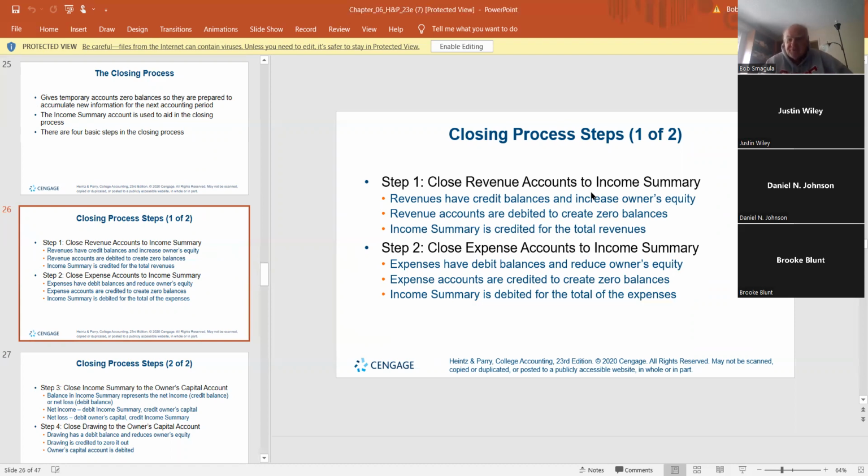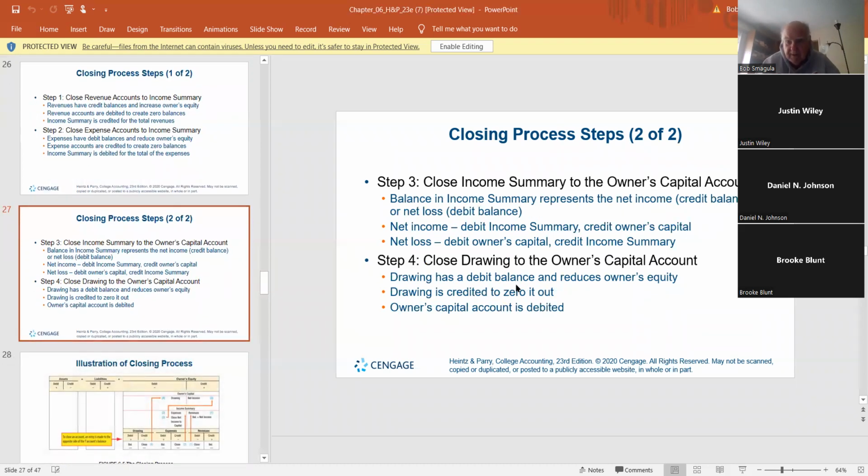Step 2, close the expenses. We know expenses have debit balances, so we're going to credit all the expenses, zero them out. So at that point, the income summary equals your net income, okay? Now we're going to take that number in the income summary, which represents the net income, a credit balance hopefully. We're going to debit income summary to get rid of that and credit owner's capital. It would be the opposite if it was a loss.